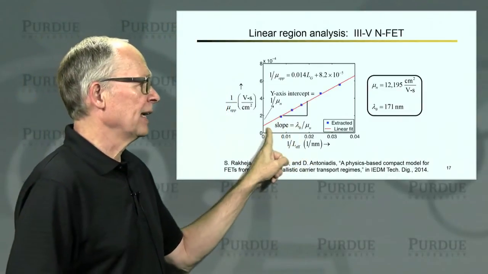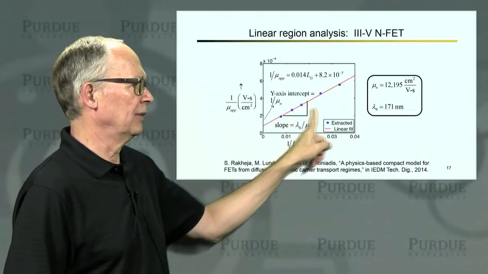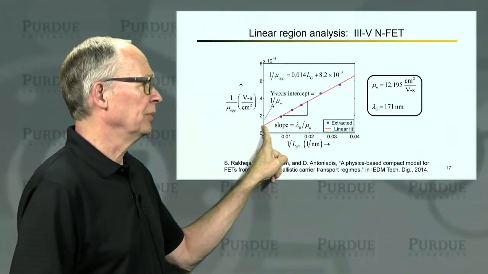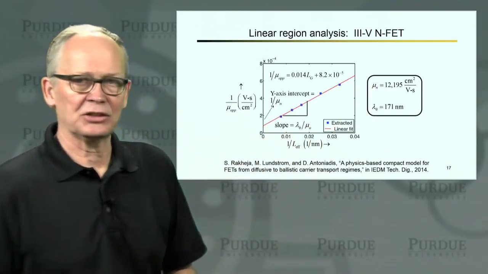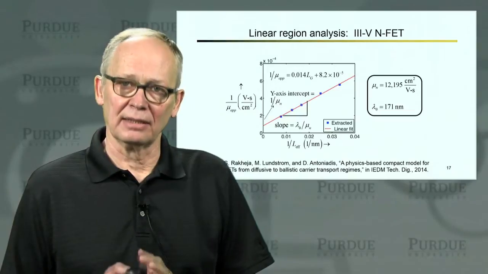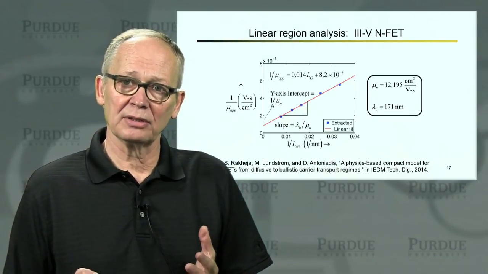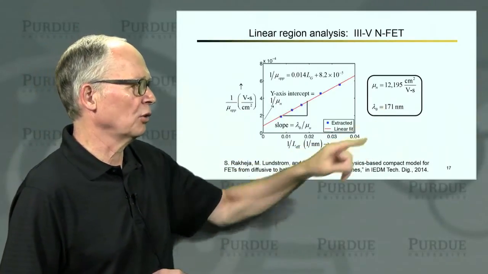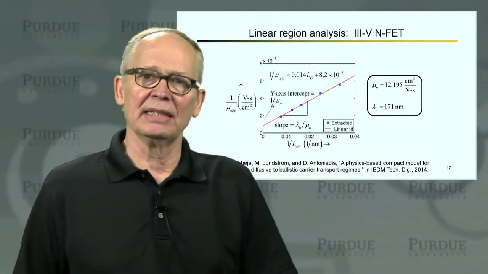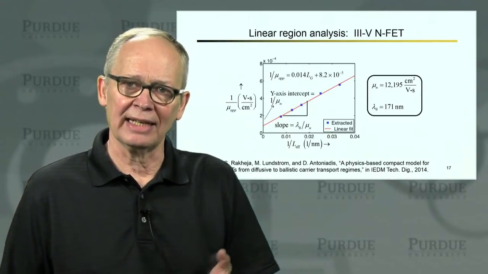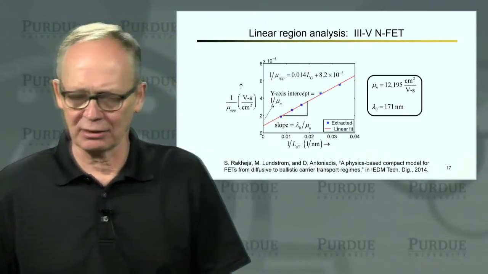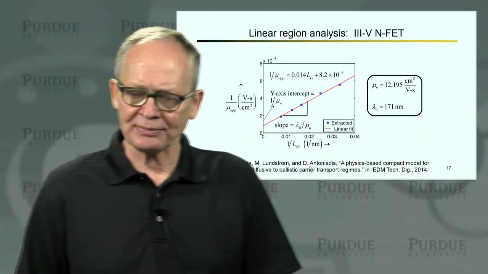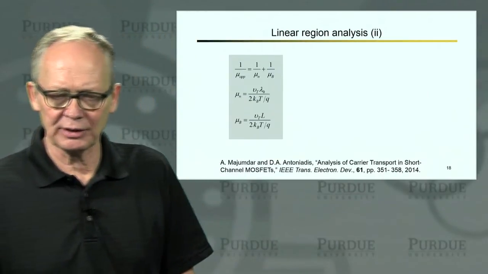If we do that, here is an example of how that data looks. Indeed, it does fall on a straight line. From the intercept, we extract a mobility that is a little over 12,000, very close to the value that's measured on a long channel transistor. And if we extract the mean free path from the slope, we find it's a little over 170 nanometers, again close to what we estimated from the long channel results earlier on. So this is another way to estimate scattering limited mobility and mean free path in a short device.